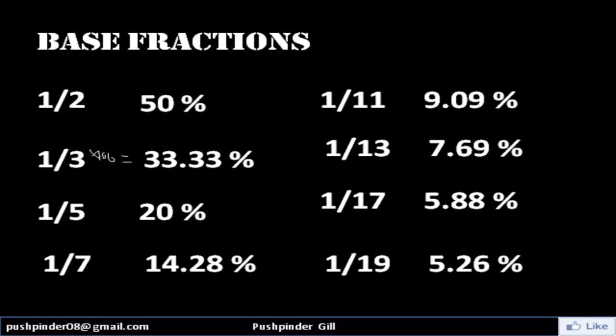Similarly, someone asks you, hey, what is 14.28% of 700? You say 1 by 7 of 700, my answer is 100. So this is how, and now these are all the base fractions, right? These are not the end of the world. Further, there are some derived fractions from this base fraction that we're going to learn from this method here.